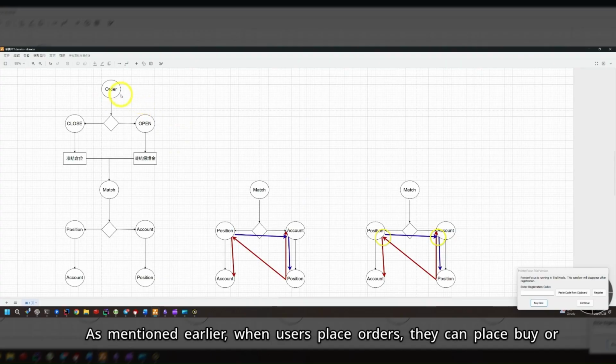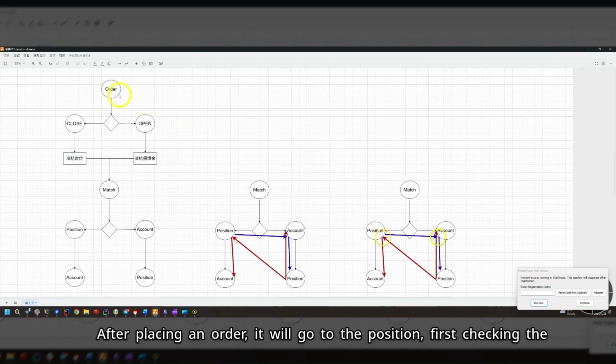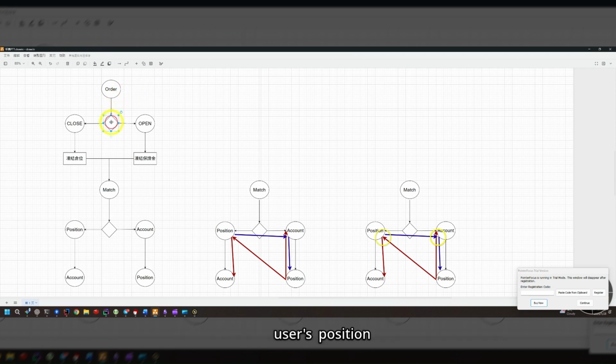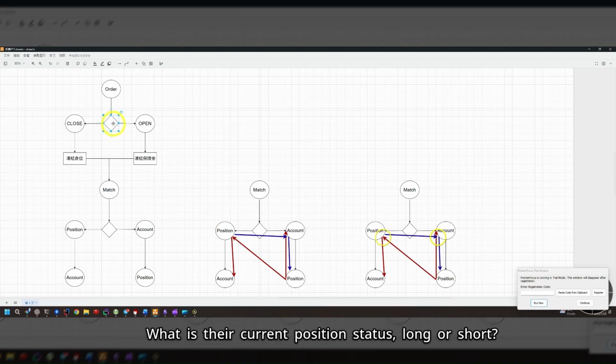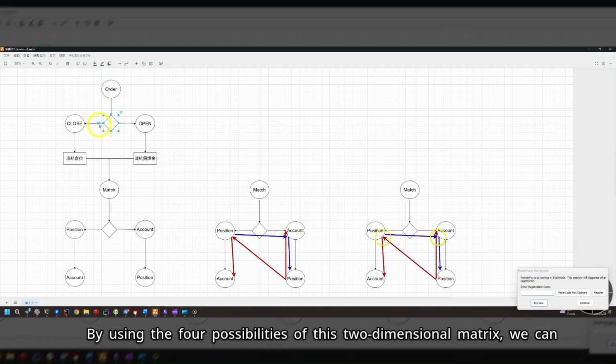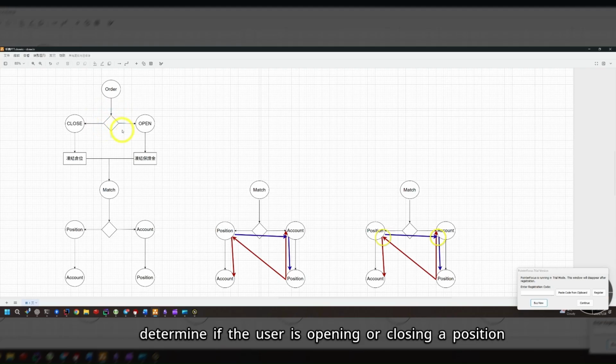As mentioned earlier, when users place orders, they can place buy or sell orders. After placing an order, it will go to the position, first checking the user's position. What is their current position status, long or short? By using the four possibilities of this two-dimensional matrix, we can determine if the user is opening or closing a position.